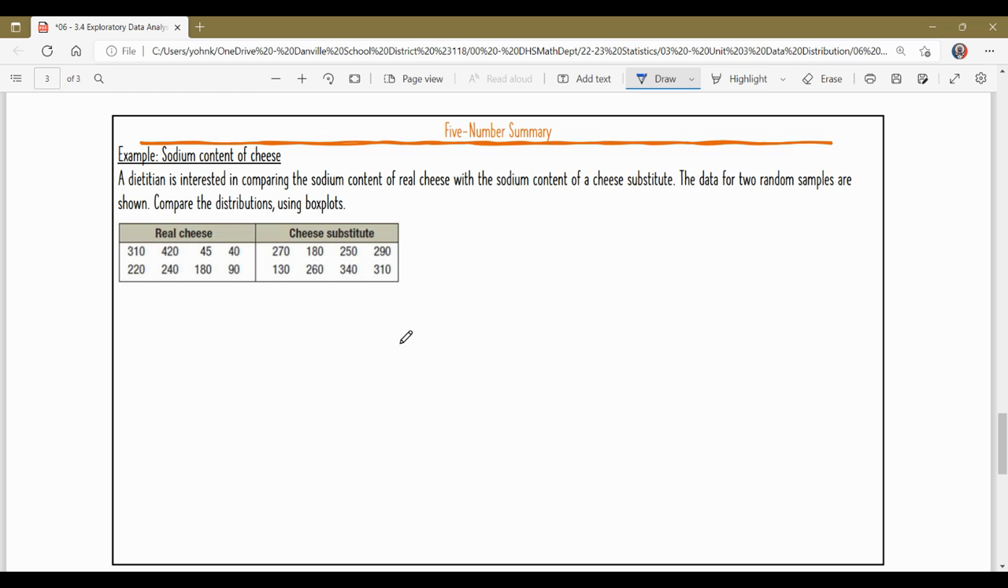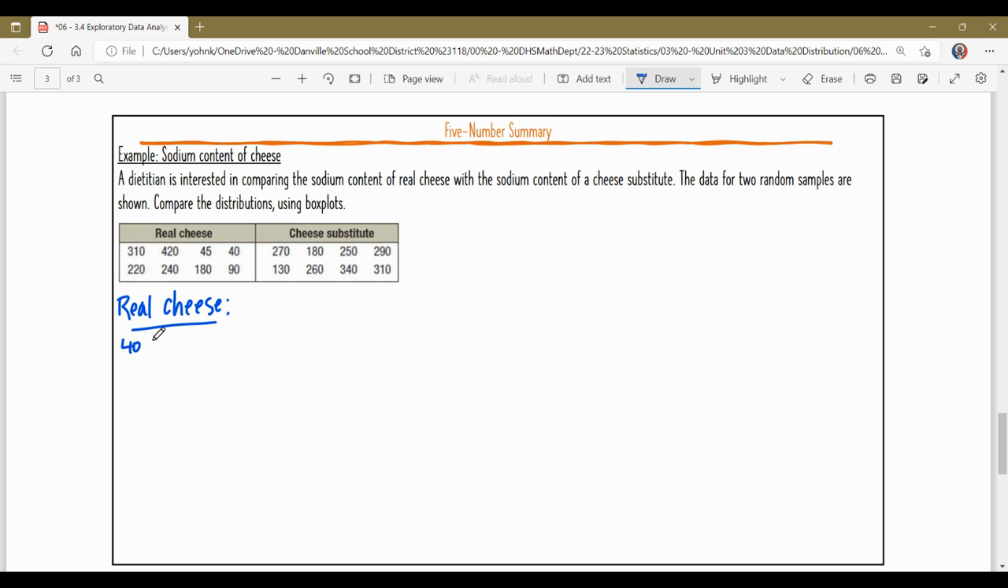All right, so let's compare. We have a dietitian who's interested in comparing the sodium content of real cheese with the sodium content of a cheese substitute. The data for the 2 random samples are shown. Compare the distributions using box plots. So we have to do 2 box plots, 1 for each set of data. Let's do the real cheese first. First we should organize the data smallest to biggest.